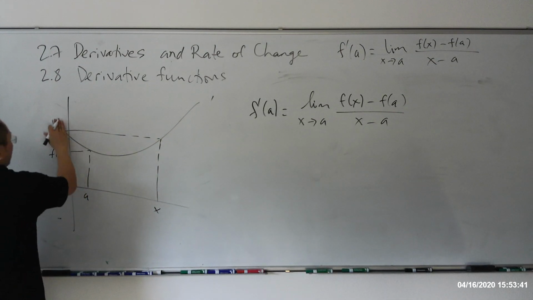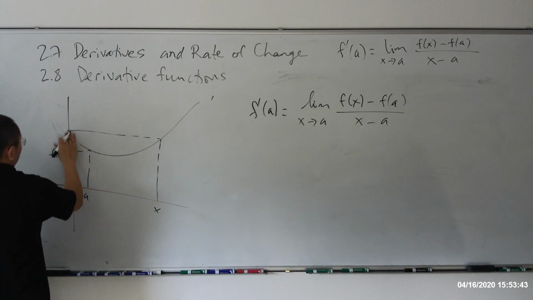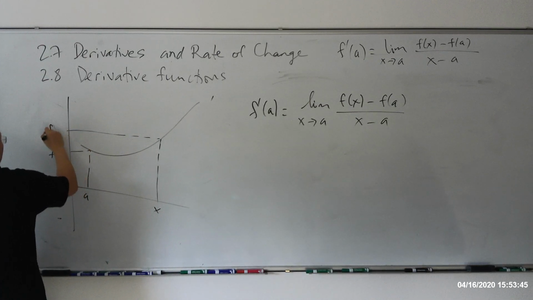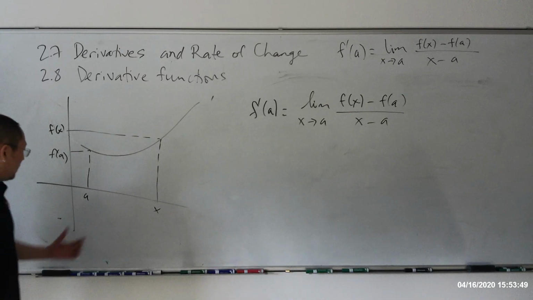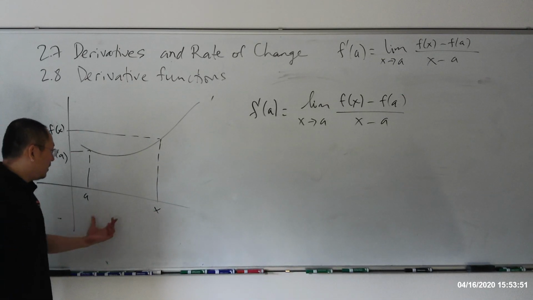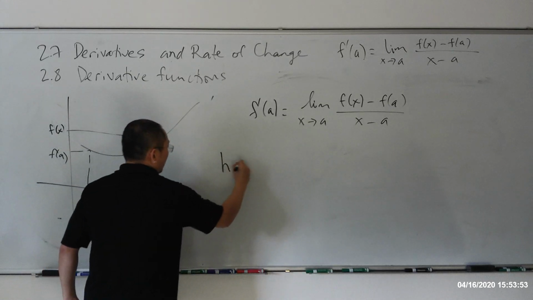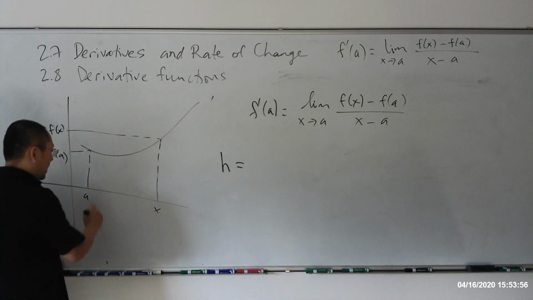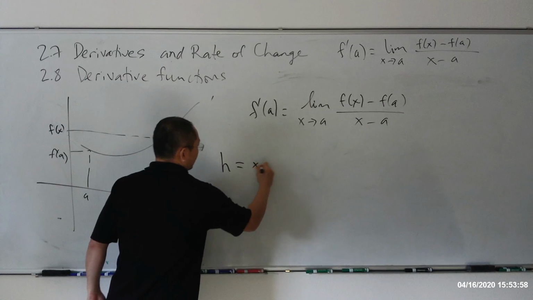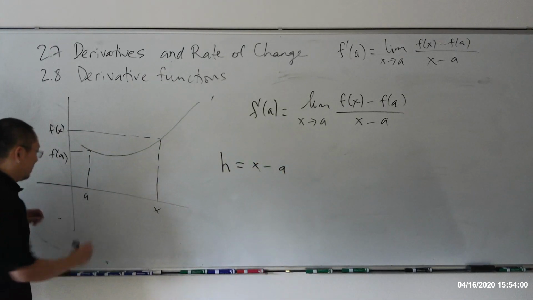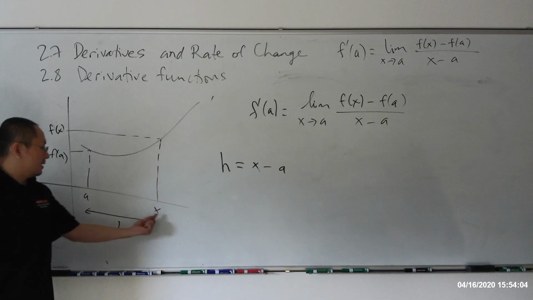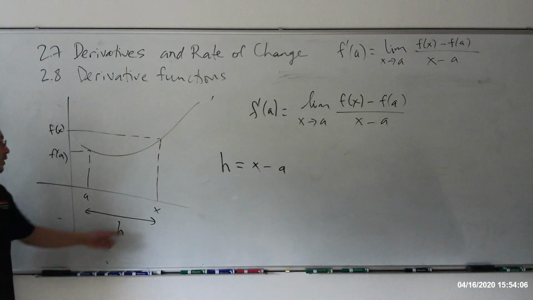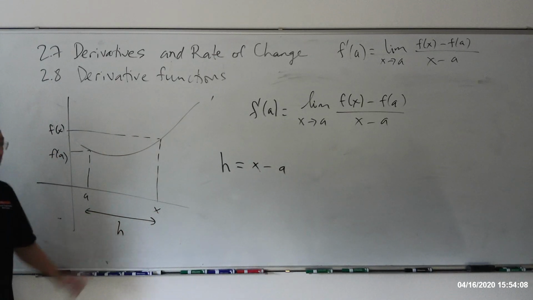This up here, one right here, is f of x. Okay? So we're going to introduce a new variable called h. H is the difference between x and a. So h is equal to x minus a. Is that okay? From here to here, how far is it? H. So how do we calculate this? I take x minus a, which is equal to h.